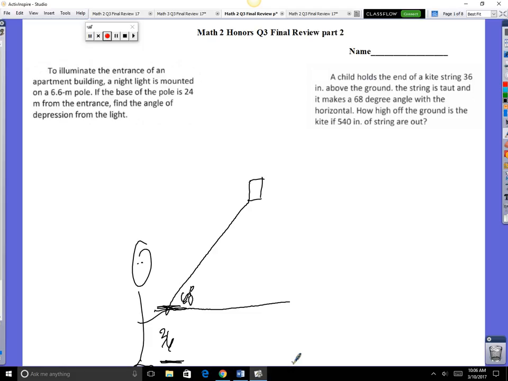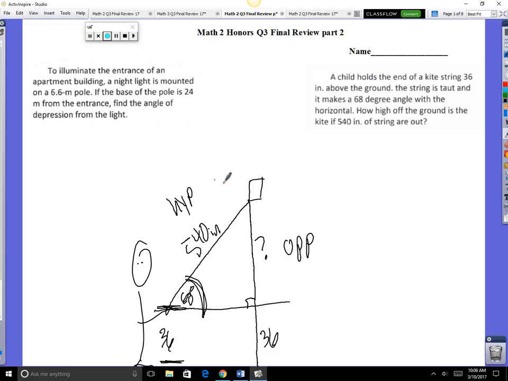Now, how high off the ground is the kite? If there are 540 inches of string, I go to the end of the string, and if I go all the way down to the ground, I know this much is 36, so I need to find this much. I'm going to mark it from that 68. That's opposite, that's hypotenuse. The trig that uses opposite and hypotenuse is sine. So the sine of 68 equals opposite over hypotenuse.